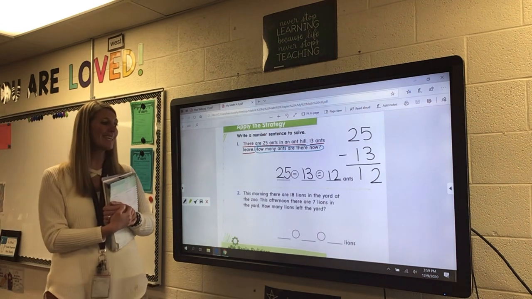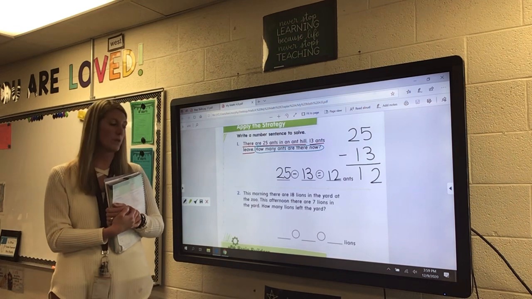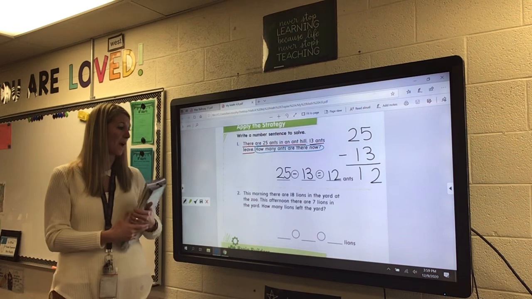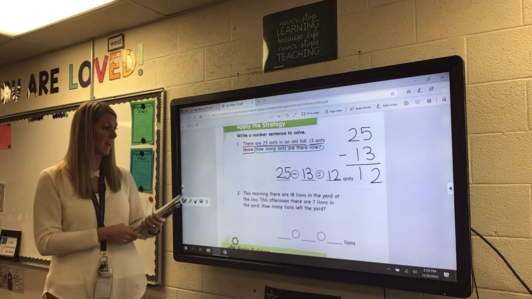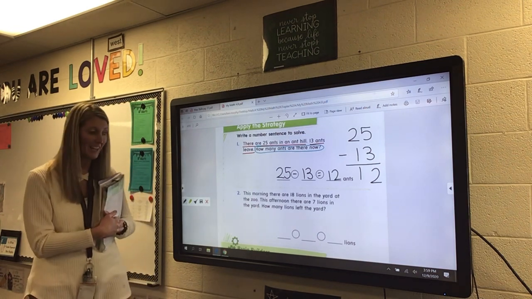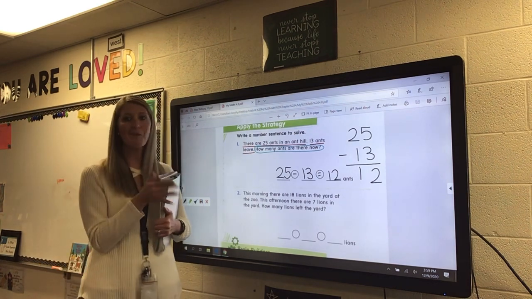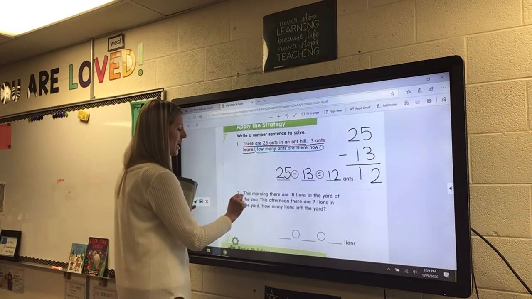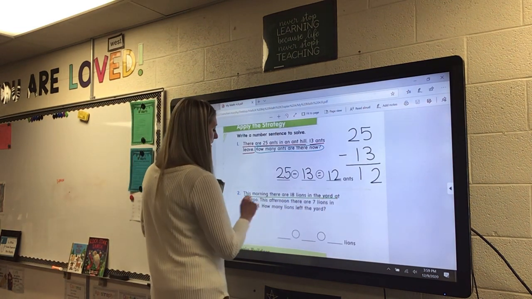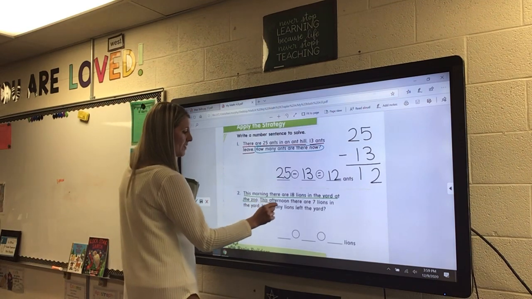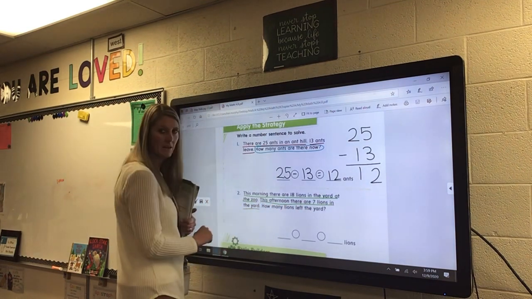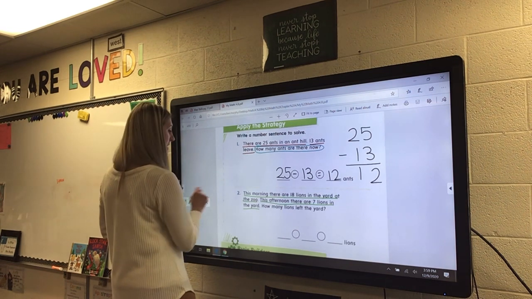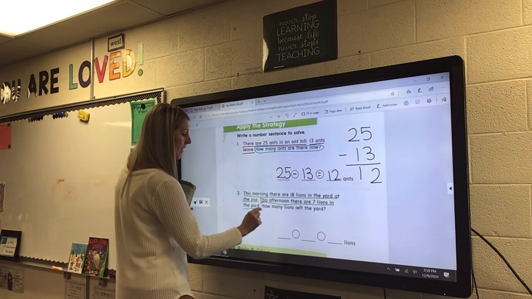This morning, there are 18 lions in the yard at the zoo. This afternoon, there are 7 lions in the yard. How many lions are left in the yard? So some of the lions maybe went in their cave or went in their home, so they're gone. So I know that there are 18 lions in the yard at the zoo, and I know this afternoon there are 7 lions in the yard. So my question is, how many lions are left in the yard?